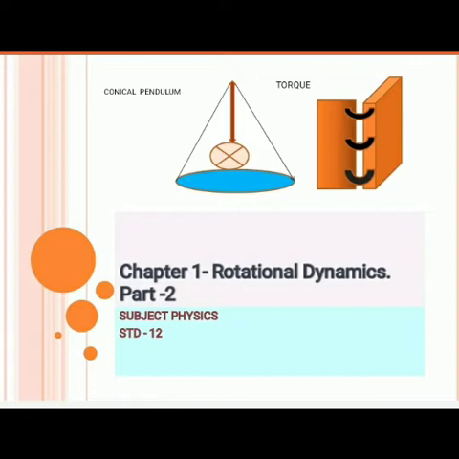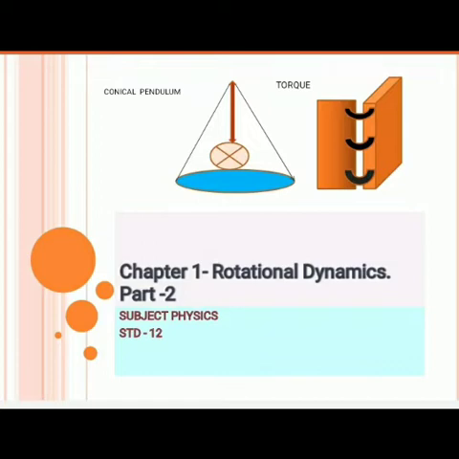Students, we are back with part 2 of chapter 1, Rotational Dynamics. In part 1 we studied uniform circular motion, whereas in part 2 we are going to study the continuation, that is vertical circular motion. Let us take down the first example, that is the conical pendulum.